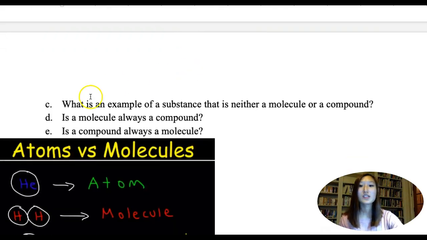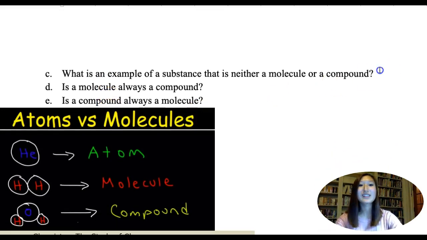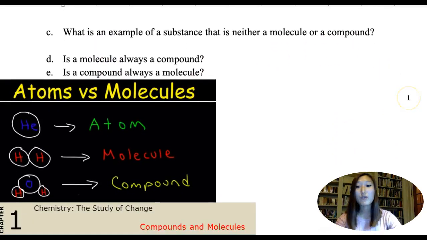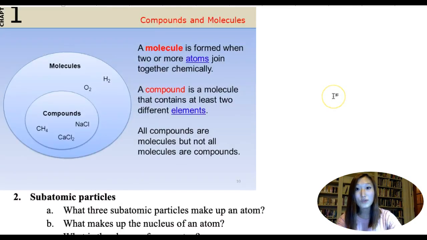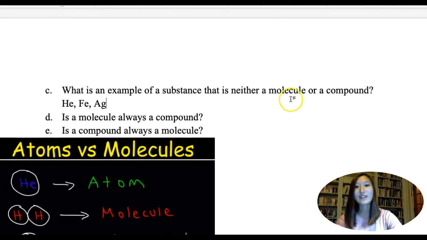So what is an example of a substance that's neither a molecule nor a compound? That will be just an atom. Helium is just an atom on its own. Iron is just an atom on its own. You could also have silver, for example. This is just an atom on its own. It's not bonded with anything.